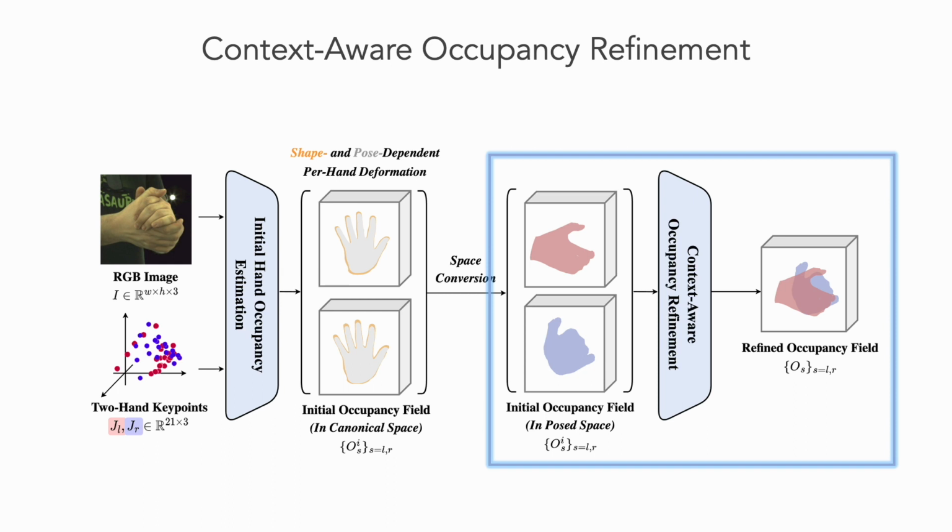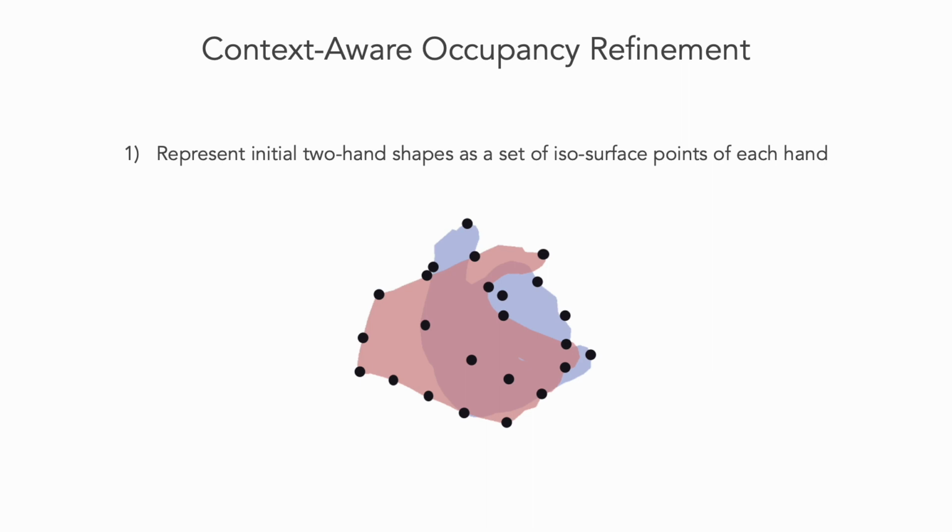Thus, we propose to use a context-aware occupancy refinement network to modify the initial two-hand occupancy in the original space to enhance hand-to-hand coherence. To effectively encode the initial geometry of two hands, we first represent them as point clouds, which are sets of isosurface points of each hand. These points can be easily obtained by collecting 512 farthest points among the query coordinates evaluated to be on surface by our initial hand occupancy network.